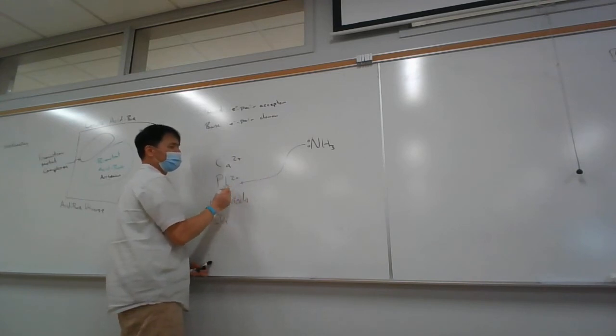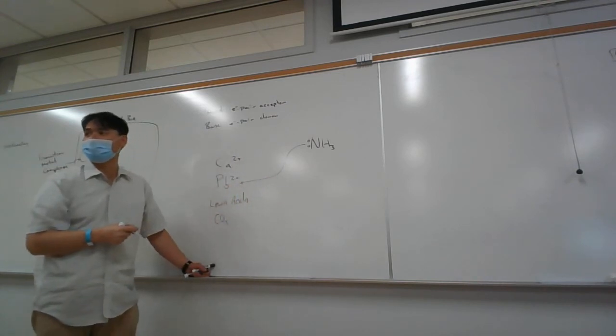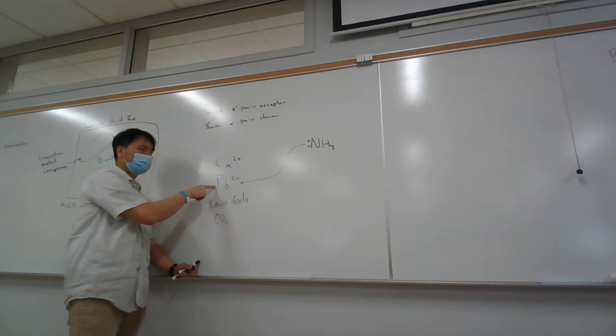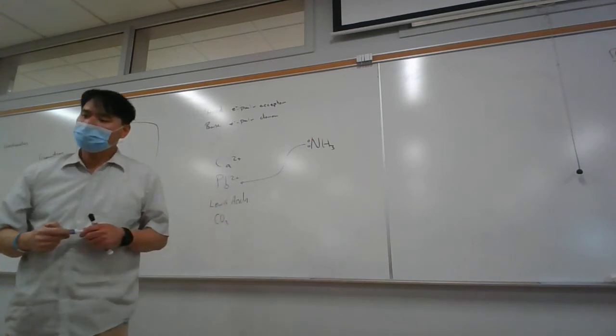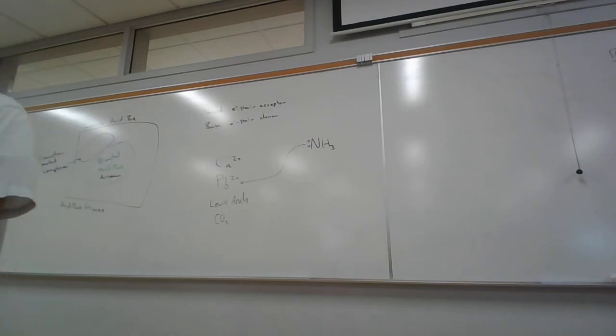Let's say it likes lead better. In fact, it does like lead better, because lead would be a better Lewis acid than calcium. But is there a chart that shows me that? No. And yes and no.